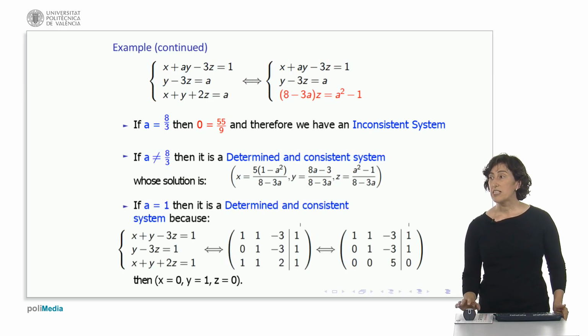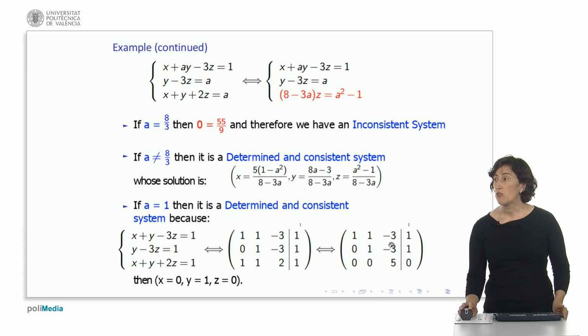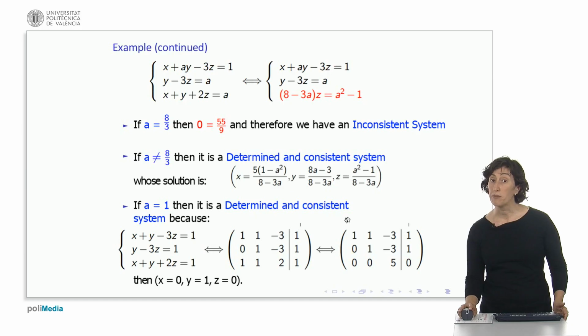And now we have to analyze the case a equal to 1. What happens if a is equal to 1? Remember, we had reached here and we would have the 0 here. If we transform this into a system that has this 5 times z equals 0, that can only have a solution if z is equal to 0. Then, the system in this case is consistent and determined. And the only solution is z equals 0, y equals 1, and x equals 0, substituting in the corresponding equations.